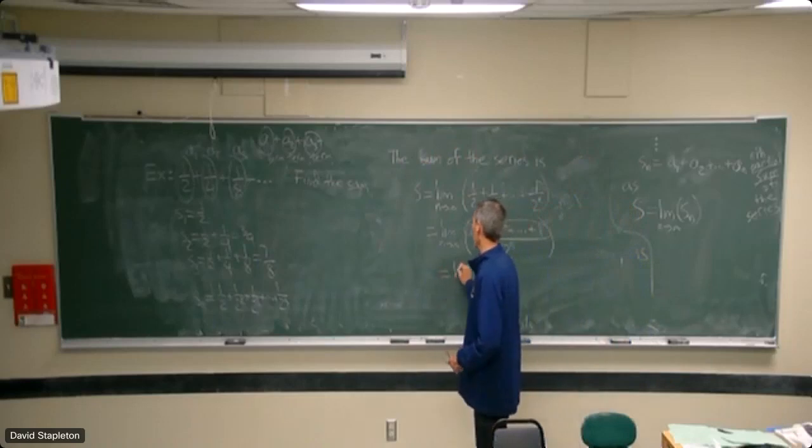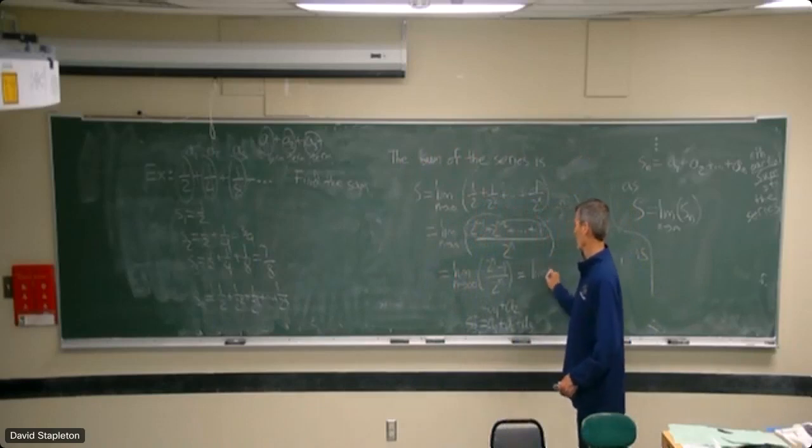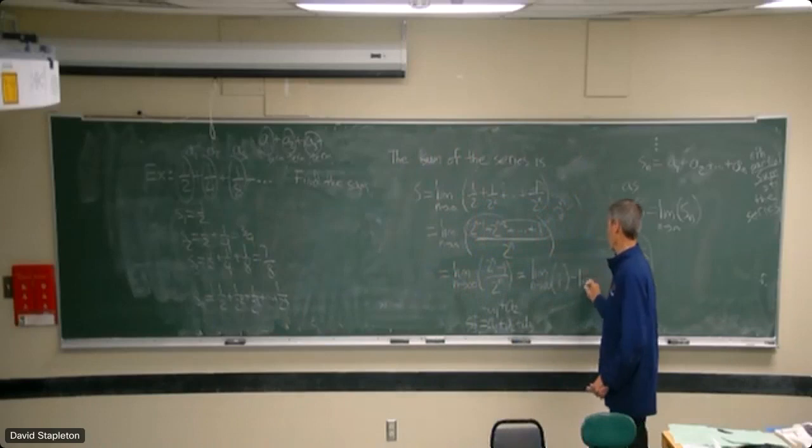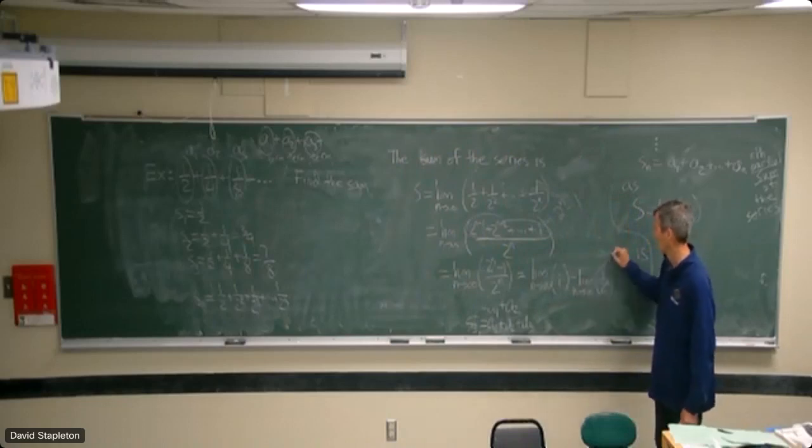So this is the limit as n goes to infinity of 2 to the n minus 1 over 2 to the n. Well, you can break the limit of the difference into the difference of limits, provided they both exist, and they do. This over this is 1. And the other one is the limit as n goes to infinity of 1 over 2 to the n. These denominators get bigger and bigger without bound, so this one is 0. So the limit is 1.